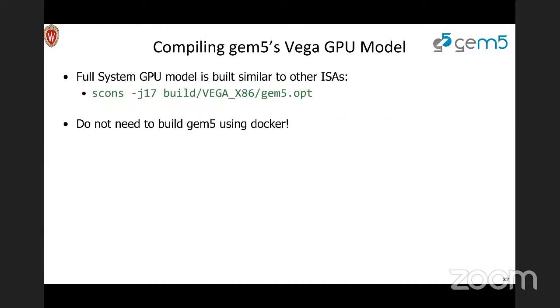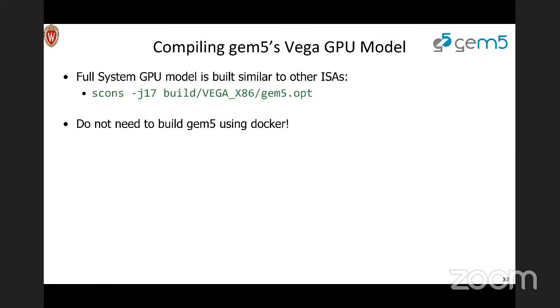So how would you go about doing this? Well, the first key thing to note is you don't actually need to use that Docker support that we talked about in the first half of GPUFS mode. Because you are downloading the kernel and the image as part of what you do here, you can just use the scons command on the command line, very similar to what Bobby showed you this morning, and that will just compile the model. The only difference you might notice is that here we're compiling the Vega x86 model as opposed to the GCN3 x86 model. So naturally, that is building the Vega GPU model instead.